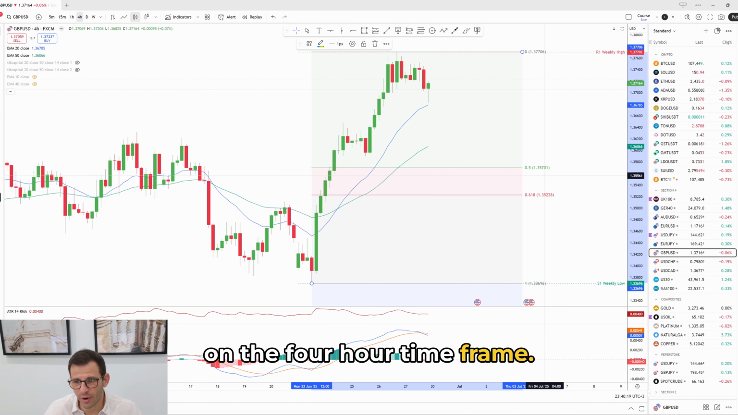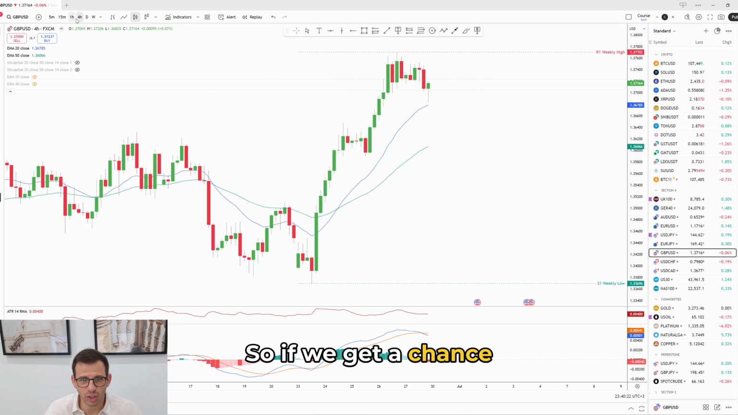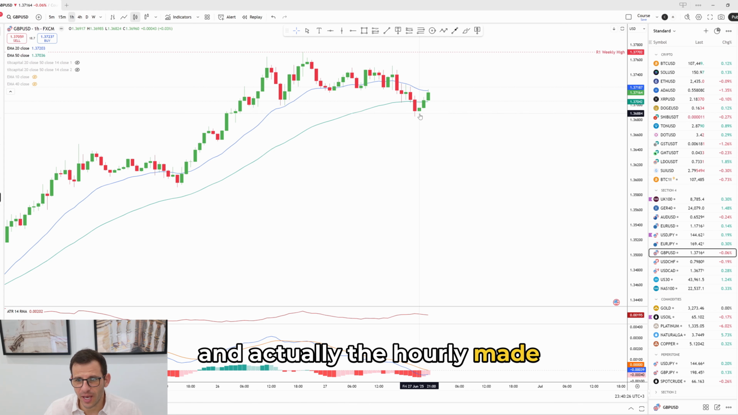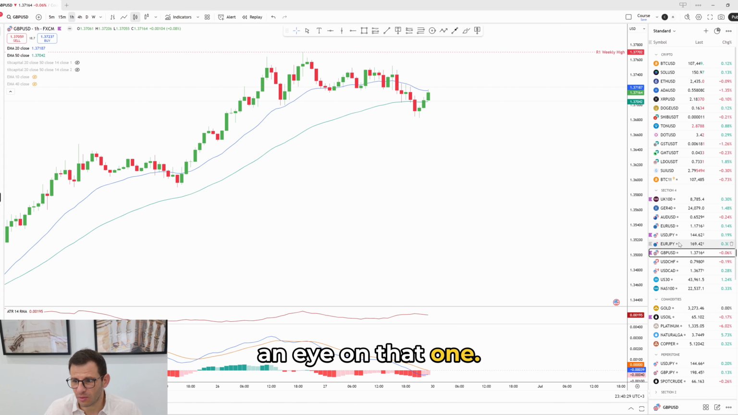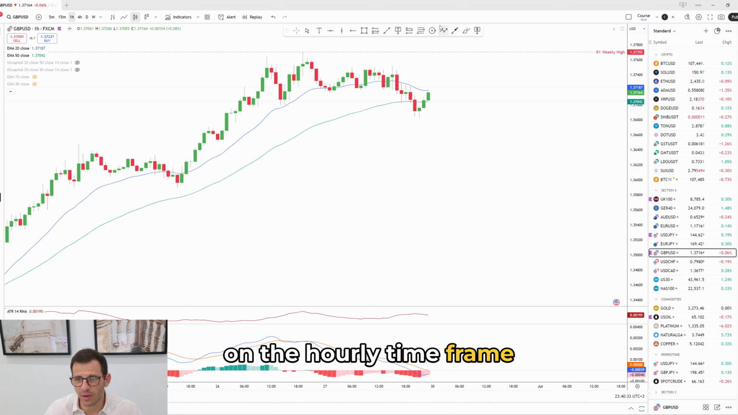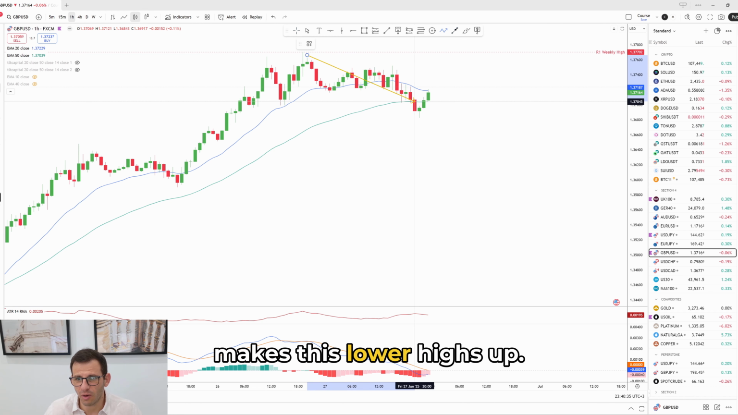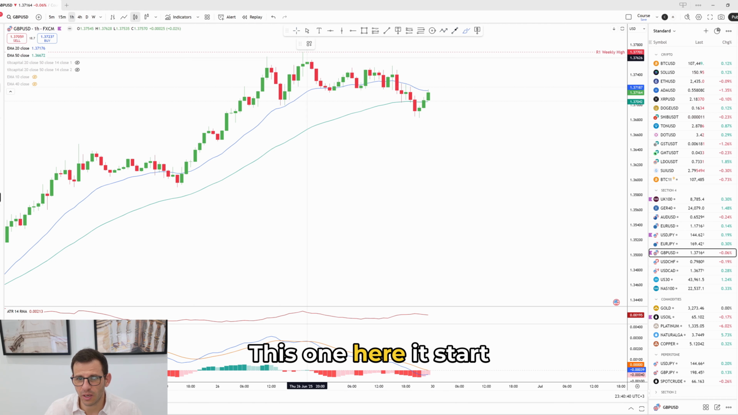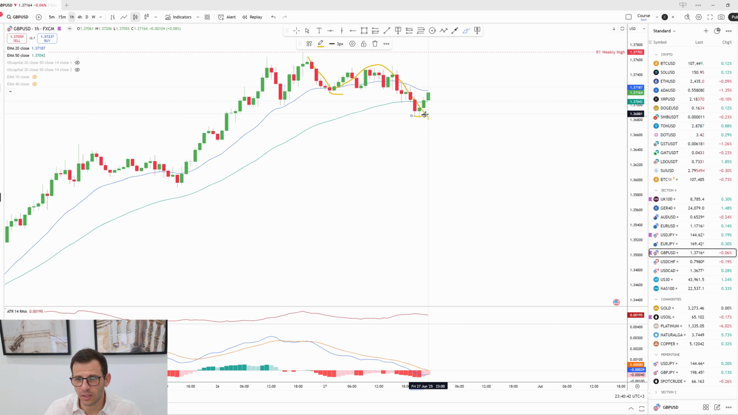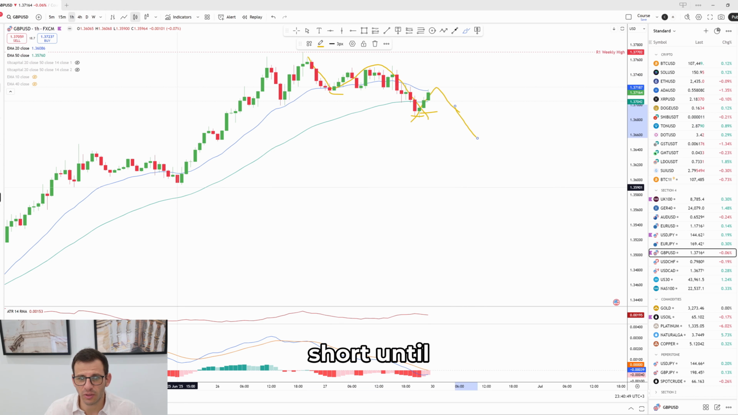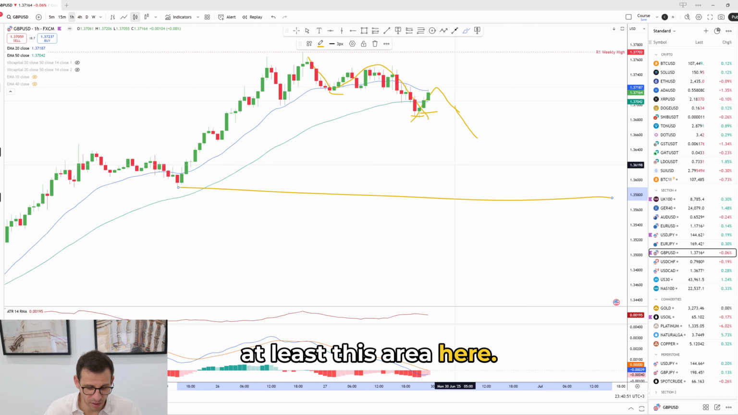So if I want to apply Fibonacci from the low to the high, the retracement is quite deep on the 4-hour time frame. So if we get a chance on the hourly, and actually the hourly made the first low, I will keep an eye on that one. And if for any reason the market on the hourly time frame makes these lower highs, and here it starts a fresh new impulsive move, a downward leg, I will definitely go short until at least this area here.